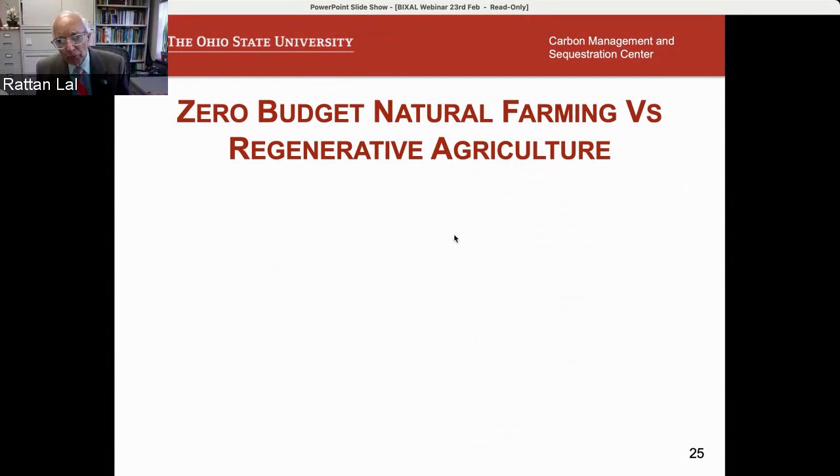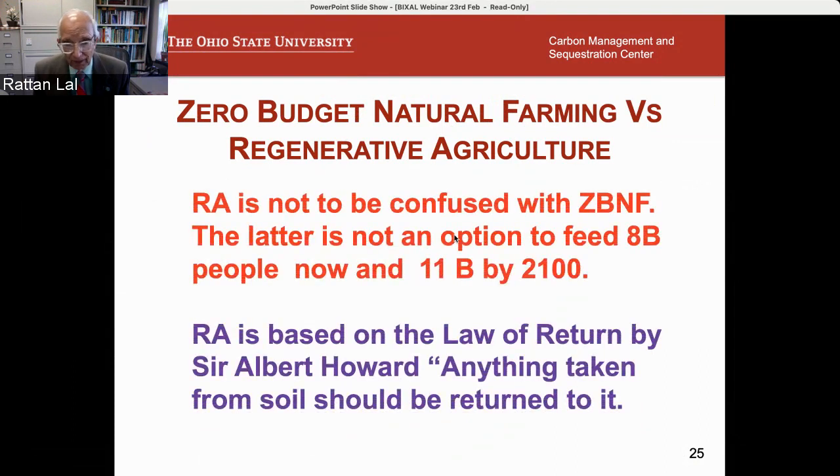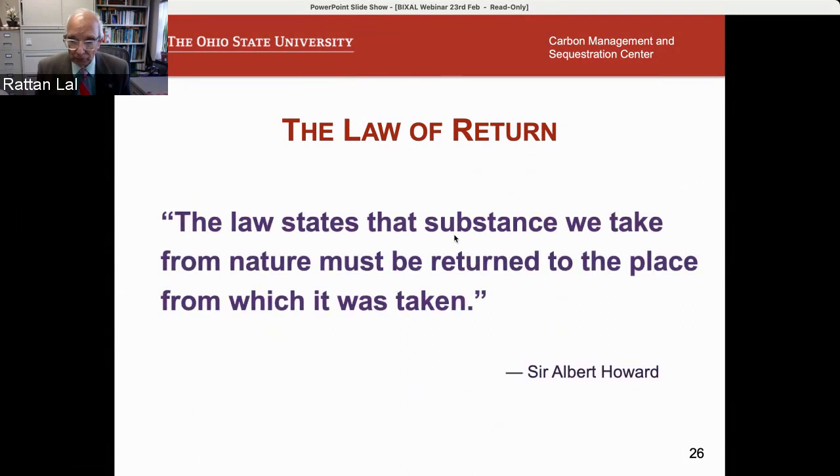Many people talk about zero budget natural farming. And I want to make sure that's different from regenerative agriculture. Regenerative agriculture is not to be confused with zero budget natural farming. The latter sometimes is not an option to feed 8 billion or 11 billion people by 2100. Regenerative agriculture is based on the law of return. Law of return, very well explained by Sir Albert Howard, that anything taken from soil must be returned to it. The law states that substances we take from nature must be returned to the place taken, from the same place, one way or the other.